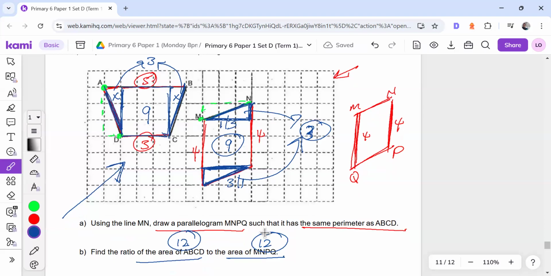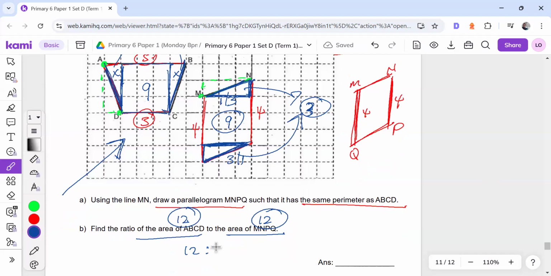12 also. So what does it tell you? They have the same area, right? Same area means 12 is to 12, which is 1 is to 1. That is your ratio. So you ask Mr. Tong, is it possible to get this kind of answer? Yes, it's possible. In some questions, answers can also be 0. Do you understand? So this is how you get the ratio: you find the area of the trapezium, find the area of the parallelogram, and then get the ratio.